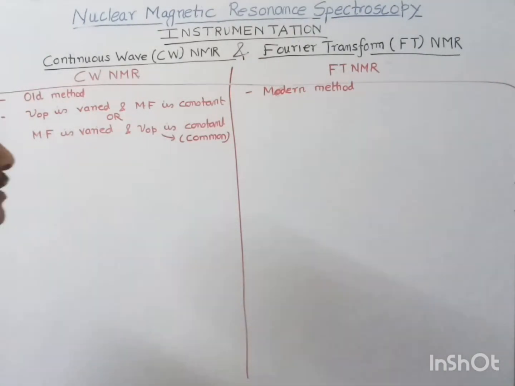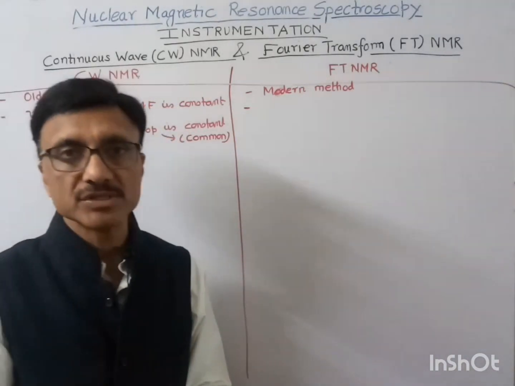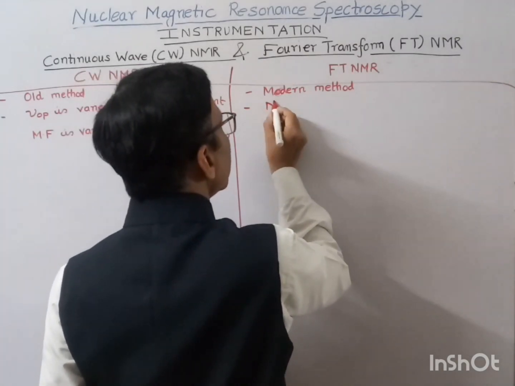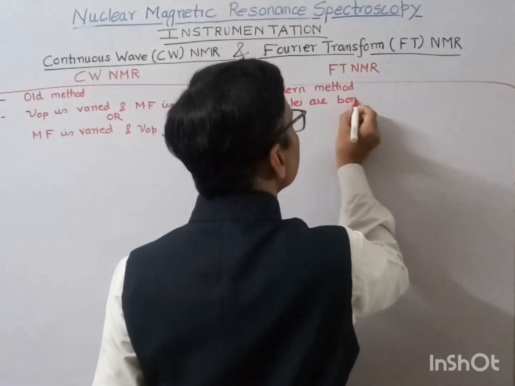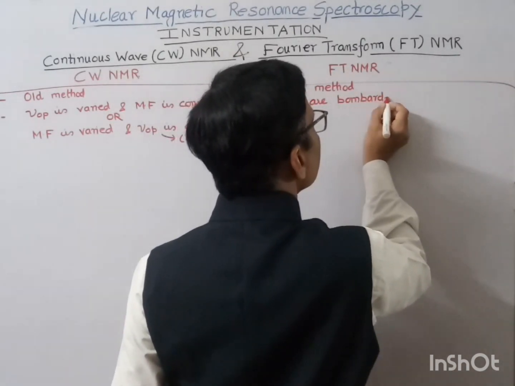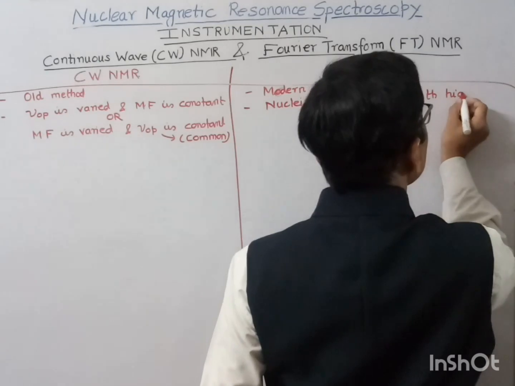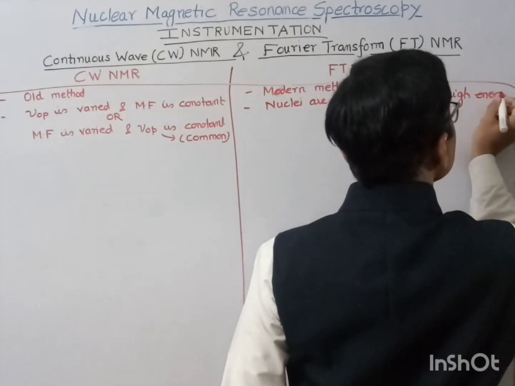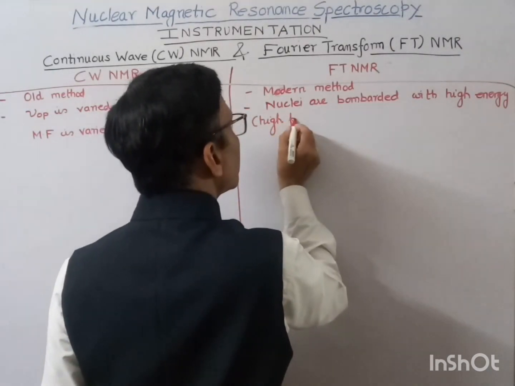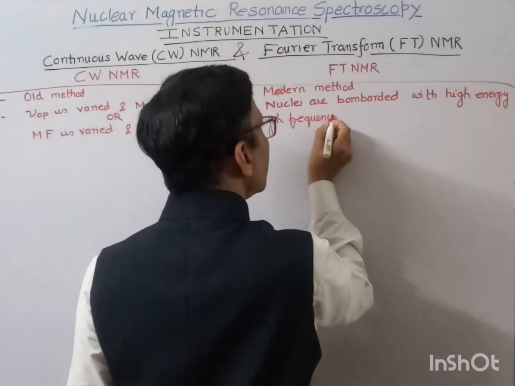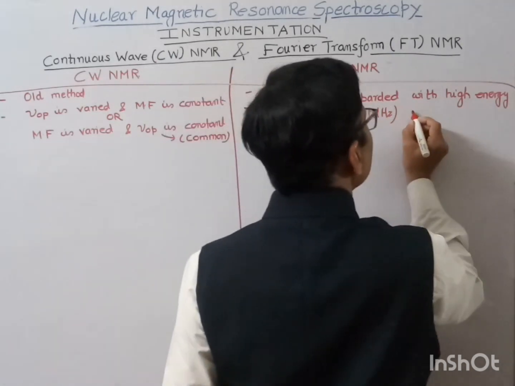Now in FT-NMR, the nuclei are bombarded with a high frequency pulse, or high energy, we can say, suppose it is a 90 megahertz high frequency pulse.